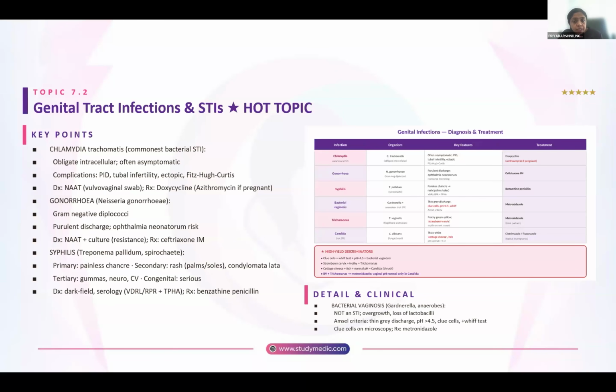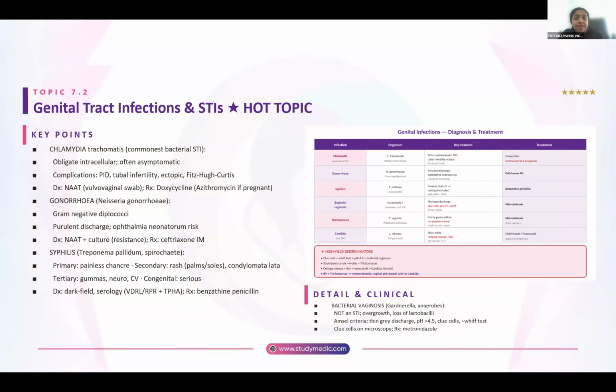Next, coming to trichomonas. Trichomonas is caused by the organism Trichomonas vaginalis. This is going to give you a frothy vaginal discharge, and the typical appearance of the cervix is going to be called a strawberry cervix. The drug of choice here is once again going to be metronidazole.